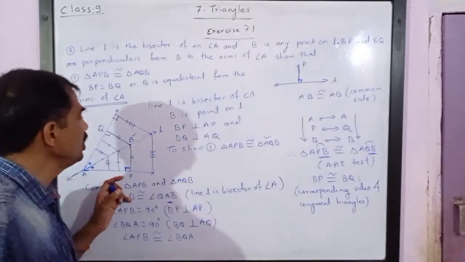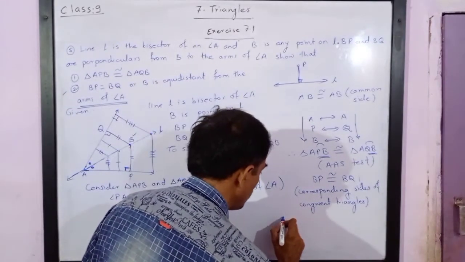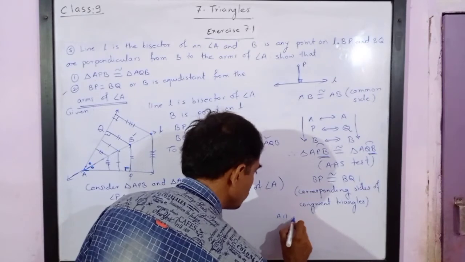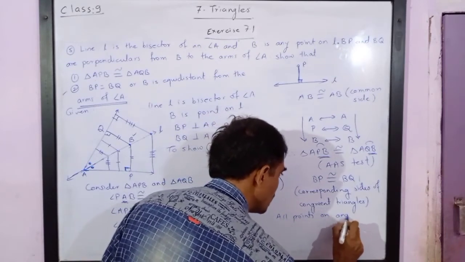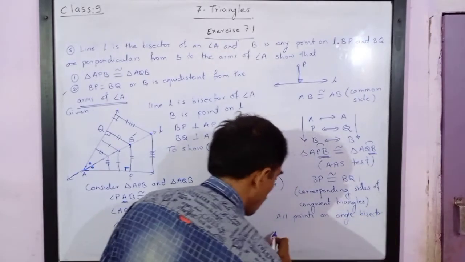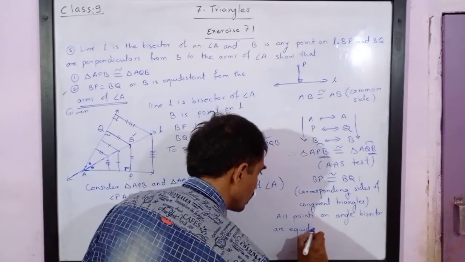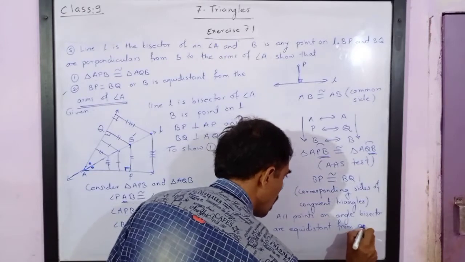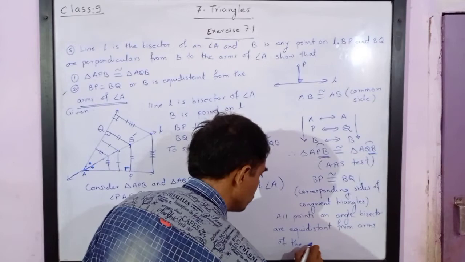So we have reached a very important result, and the result is: all points on the angle bisector are equidistant from the arms of the angle.